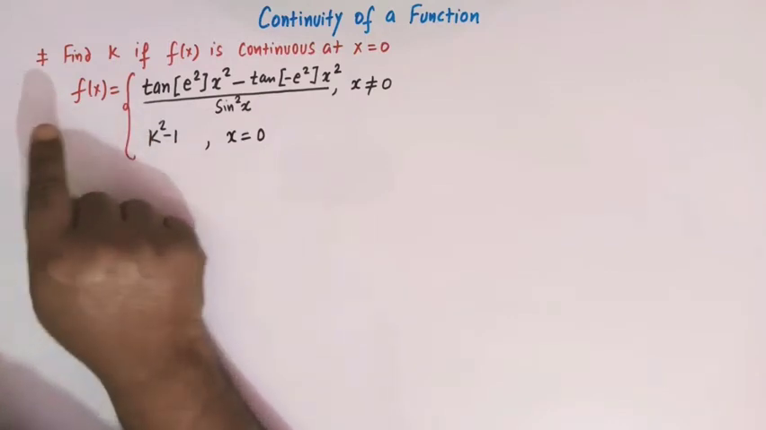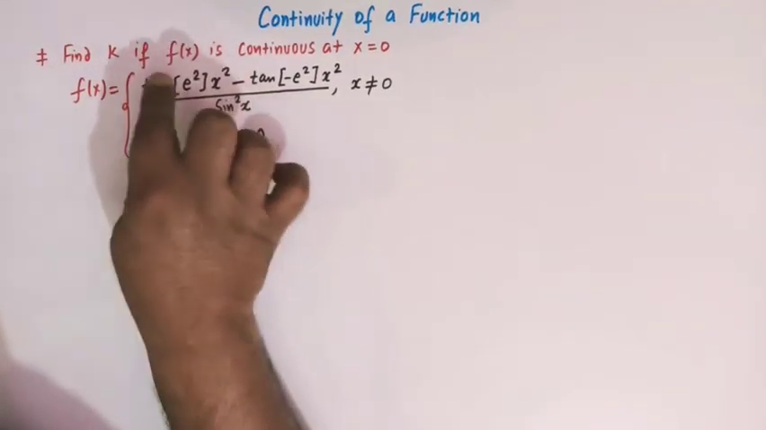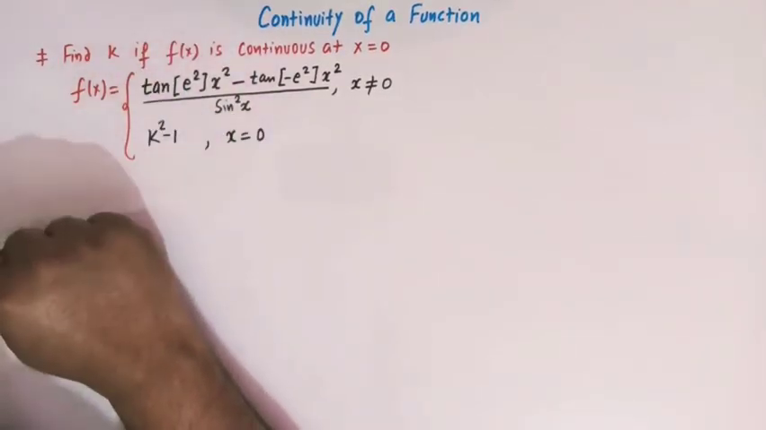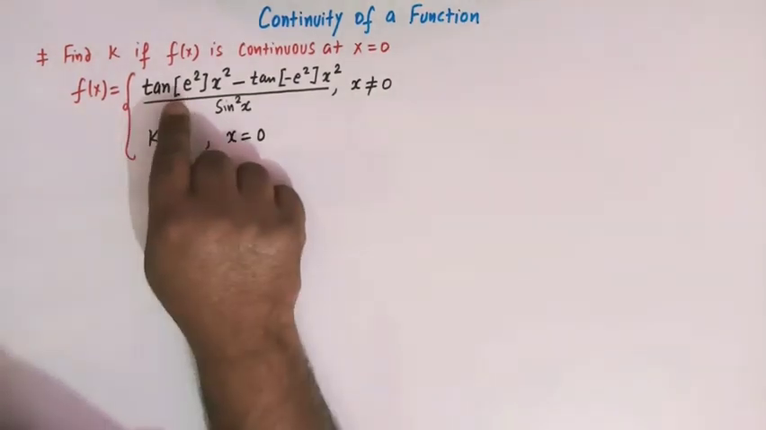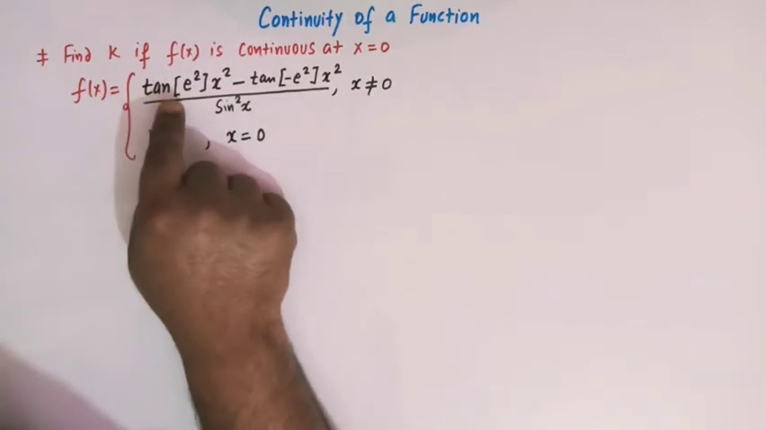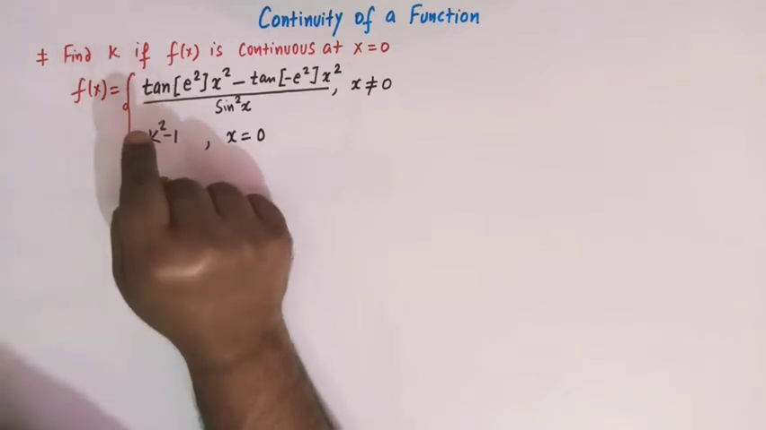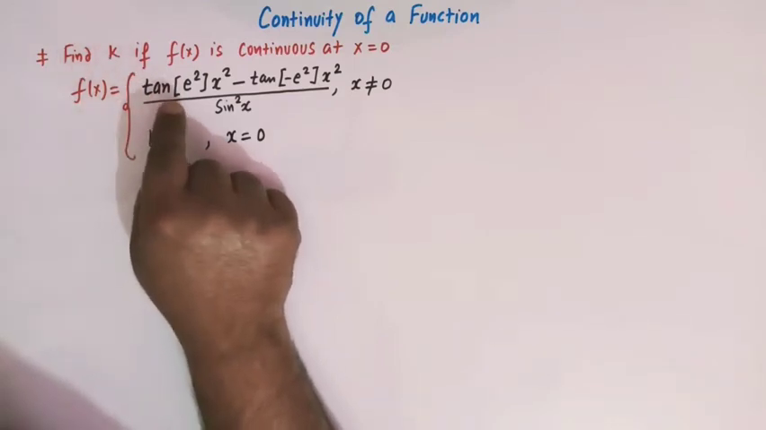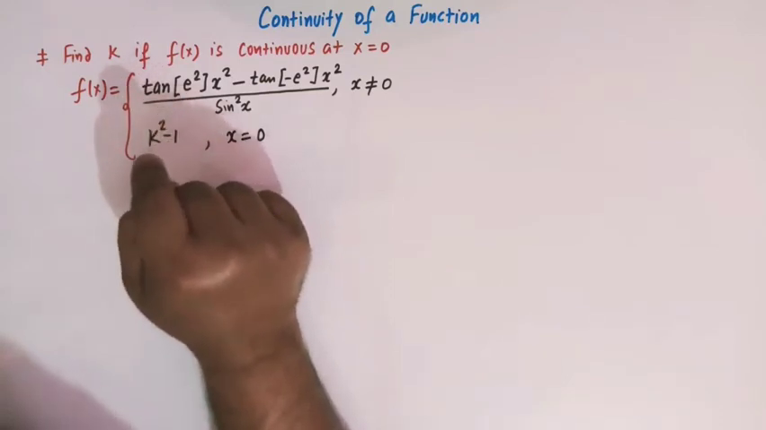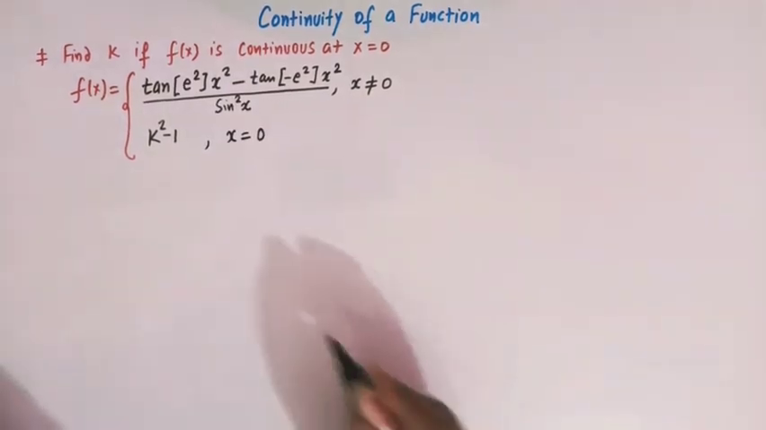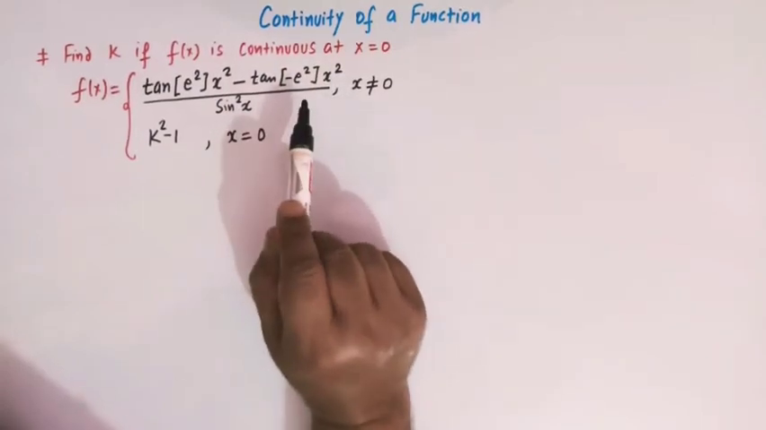So here we have to find the value of k when we are given that this function f of x is continuous at x equal to 0. And moreover, we see that we have the greatest integer function involved in this problem, so we have to take care of this greatest integer function. So let us start. Let us first quickly take the definition of the continuous function.